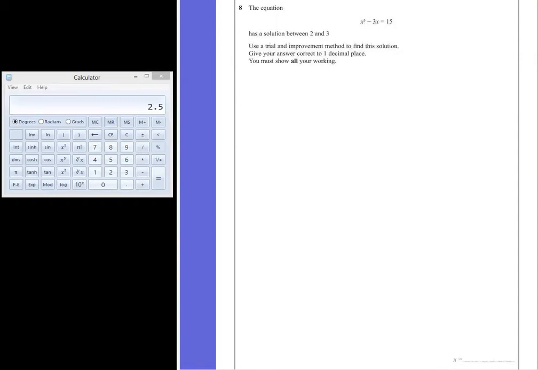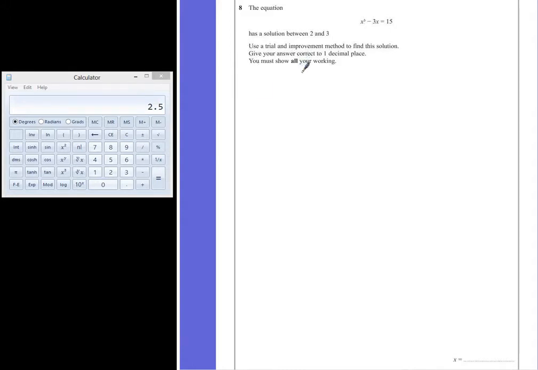Question 8. The equation x cubed take away 3x is equal to 15 and has a solution between 2 and 3. Use a trial and improvement method to find this solution. Give your answer correct to one decimal place. You must show all your working.